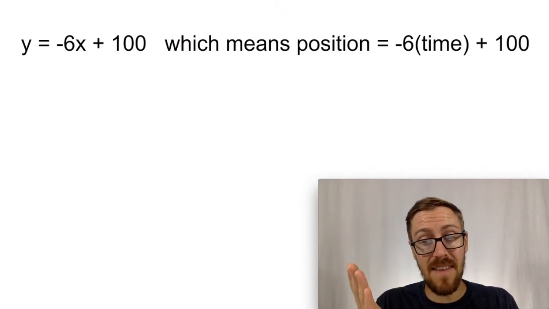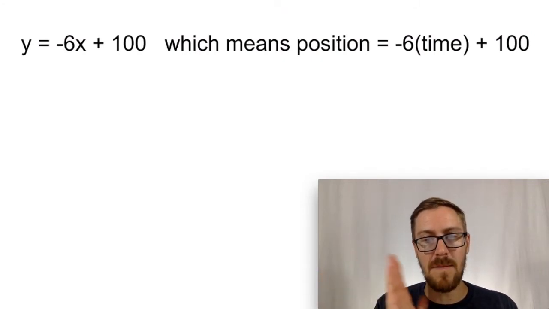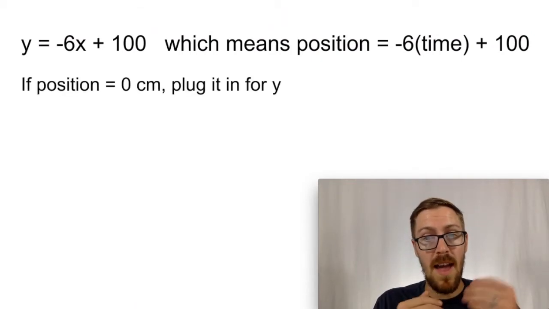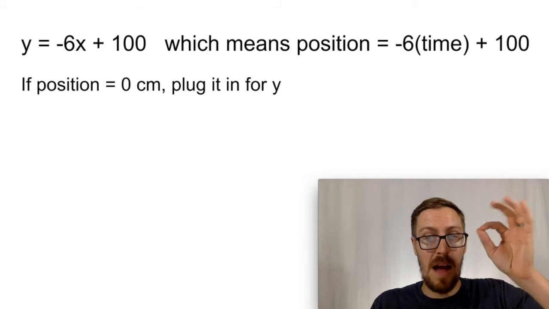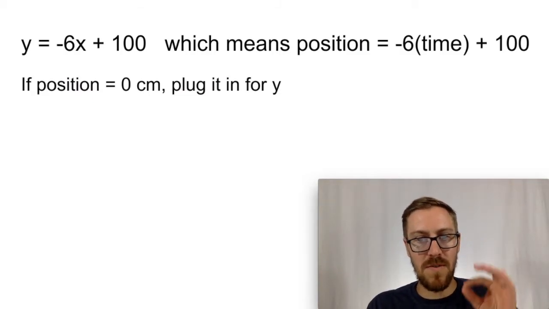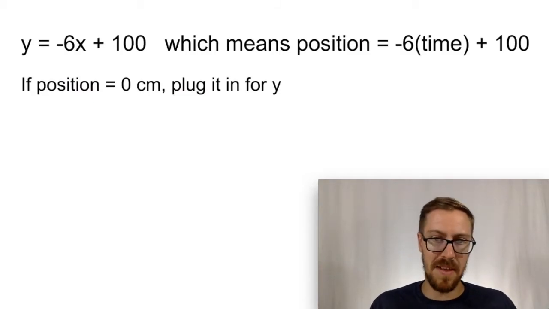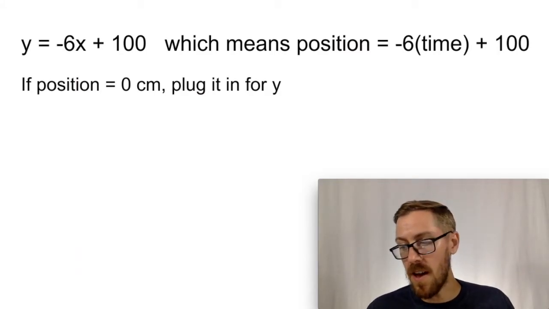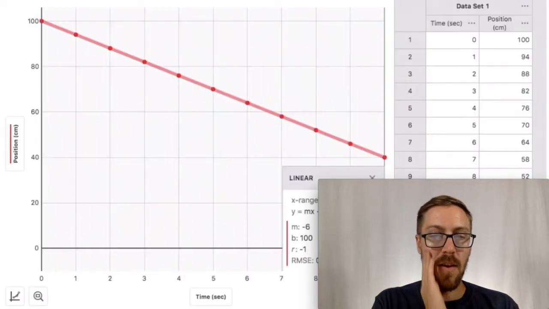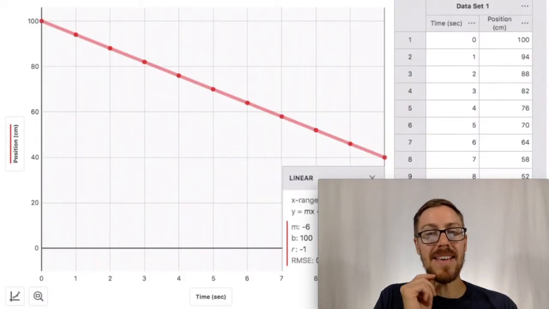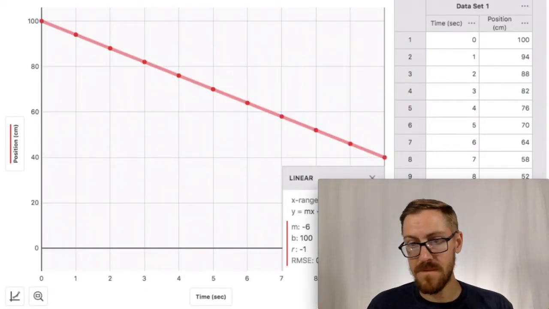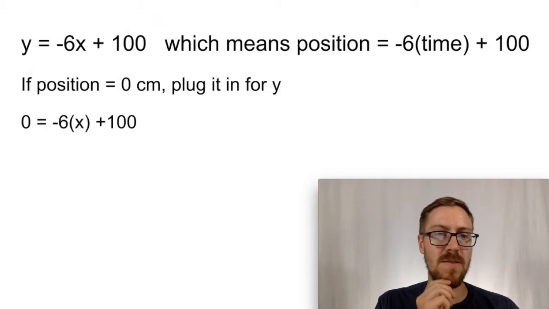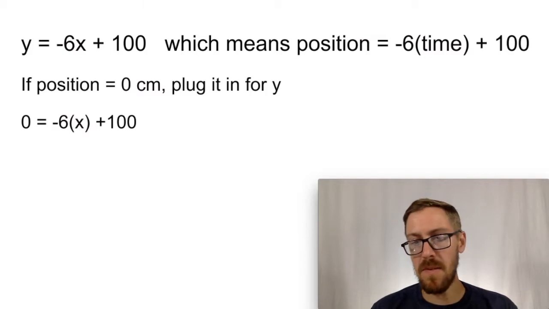So now if I give you a position, you can figure out how much time it took to get there. So let's say I gave you a position of 0. I want to know, if I'm the observer, how much time do I have before this car runs into me? I plug in 0 where the y is, because on that graph, the y-axis is the position. So I put that where y is. So I have 0 equals negative 6x plus 100.